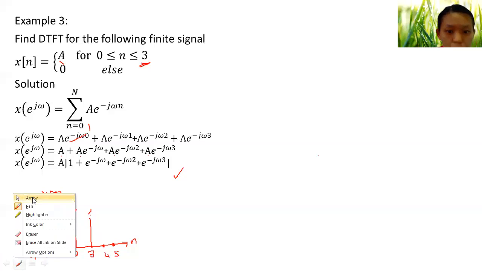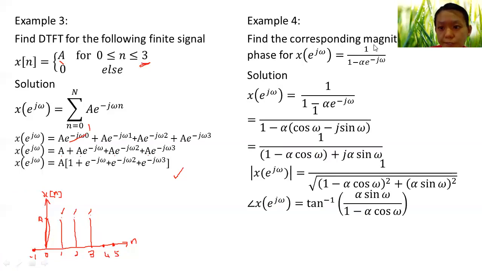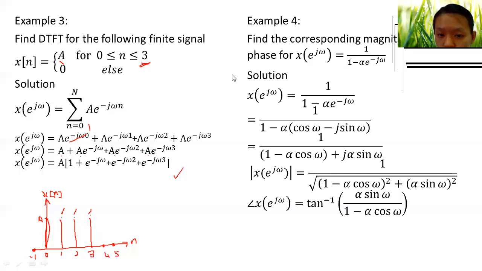Now, we go to example number 4. Find the corresponding magnitude and phase for the signal X(e^{jω}) equals 1 divided by 1 minus alpha e^{-jω}. Okay, the solution: now we already have this signal in the frequency domain. We take this frequency response, the transfer function, and find the magnitude and phase. So, what is the magnitude? First, we have e^{-jω}.